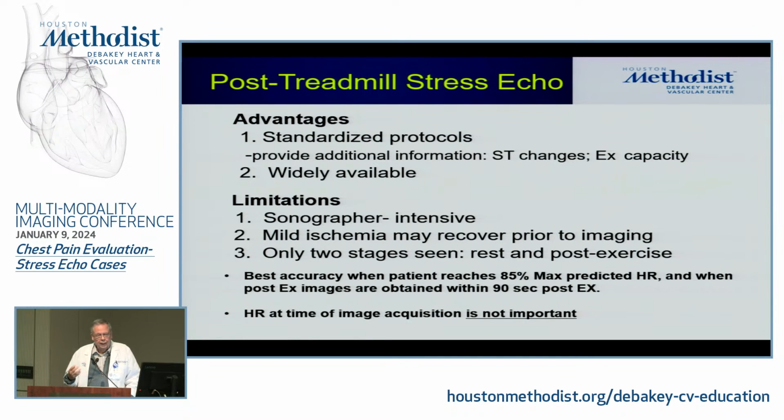Important, of course, like any type of stress technique in the treadmill, the best accuracy is when a patient reaches 85% of the maximal predicted heart rate during the exercise. The heart rate at the time of capturing the views is of no importance. I've seen some of the fellows make a comment about not being able to reach because the heart rate at the time of imaging was, let's say, 85 or 90 or 100. It's the heart rate the patient reached during the treadmill.